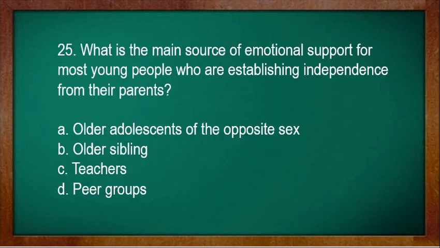Number 25. What is the main source of emotional support for most young people who are establishing independence from their parents? A. Older adolescents of the opposite sex. B. Older sibling. C. Teachers. D. Peer groups.